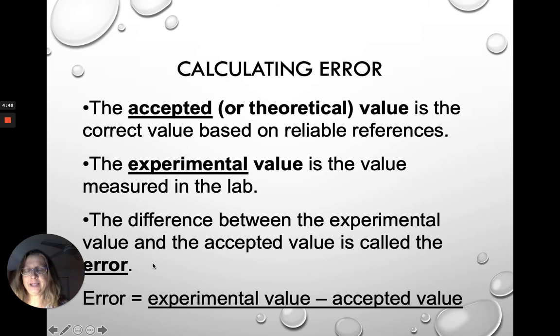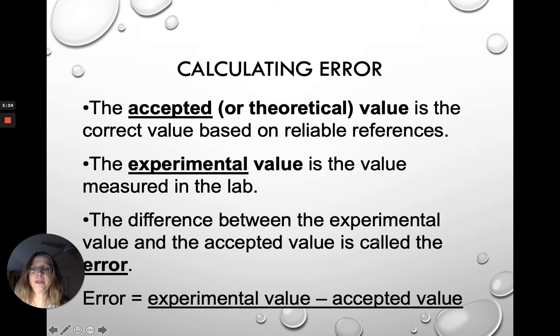Now, to calculate the error, the accepted or theoretical value is the correct value based on a reliable reference. Like we've looked up the boiling point of water and we know that the thermometer should read 100 degrees Celsius. The experimental value is the value measured in the lab. Okay, we have boiling water that we know should boil at 100 degrees Celsius, and the thermometer that we're using says that it's boiling at 80 degrees Celsius. Well, there's clearly something wrong with that thermometer because we know water should be boiling at 100.